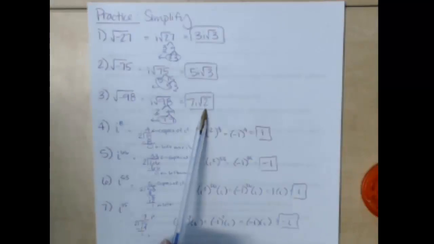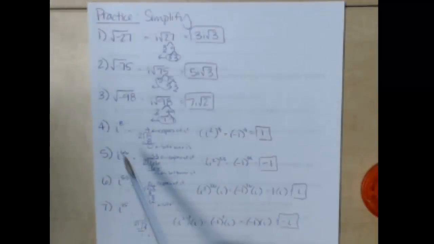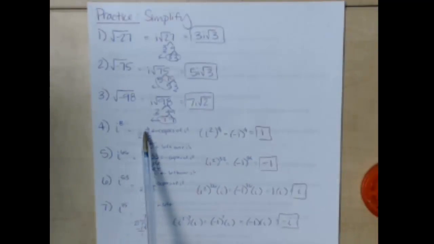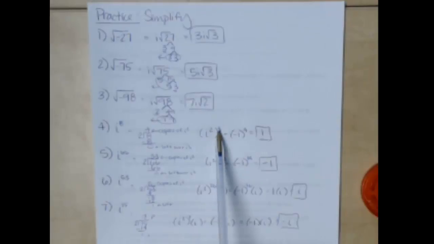Okay. And then on the next 4 problems, we're just simplifying powers of i. So i to the 8th, I want to know how many copies of i squared can I get out of i to the 8th. So I just divide that exponent by 2. 2 goes into 8 4 times. That means I have 4 copies of i squared. And notice 2 goes into 8 4 times evenly, right? I have no leftovers. So I just have i squared to the 4th power. i squared is -1. -1 to the 4th power is +1.